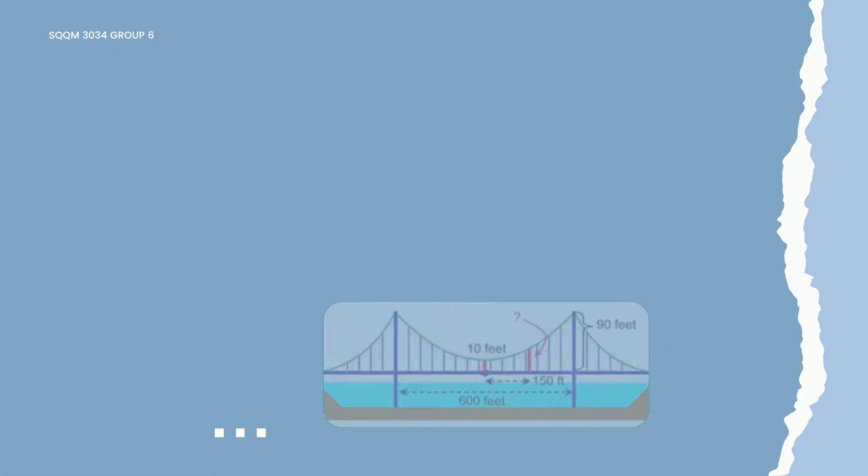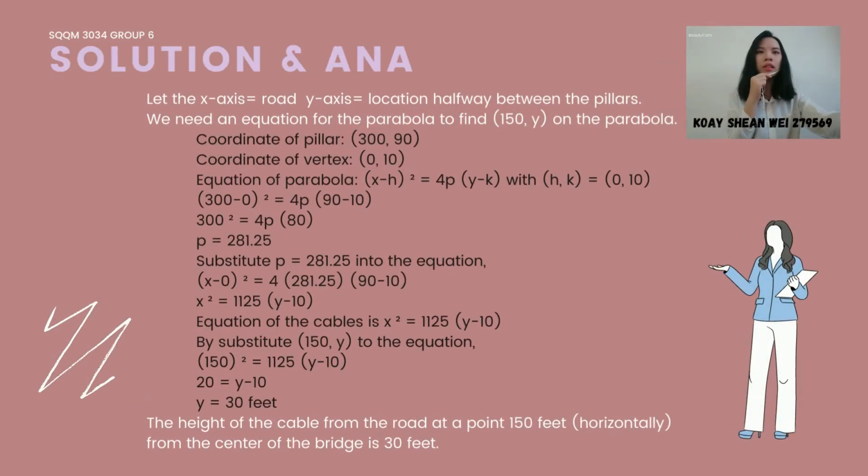For solution and analysis, first we let the x-axis equal the road and the y-axis equal the location halfway between the pillars. So we need an equation for the parabola to find the point (150, y) on the parabola. The coordinate of the pillar is (300, 90), and the coordinate of the vertex is (0, 10). So we can use the theory of parabola, where the equation of the parabola is (x minus h) squared equals 4p times (y minus k).